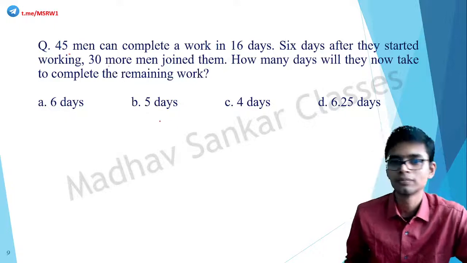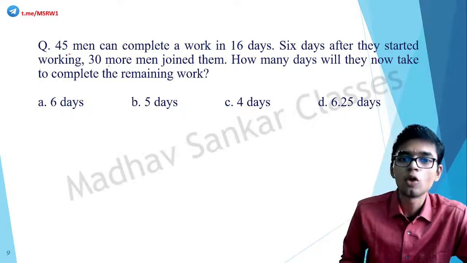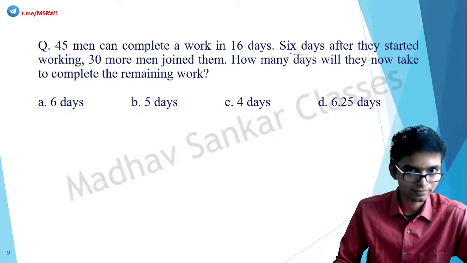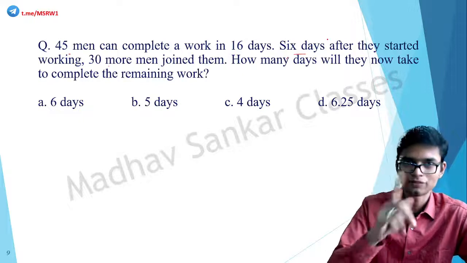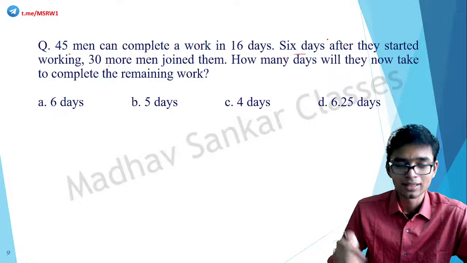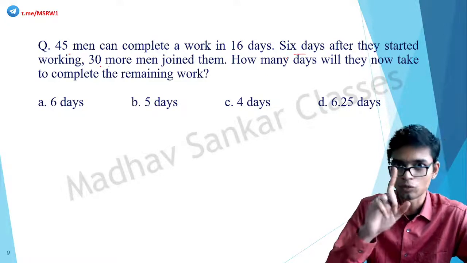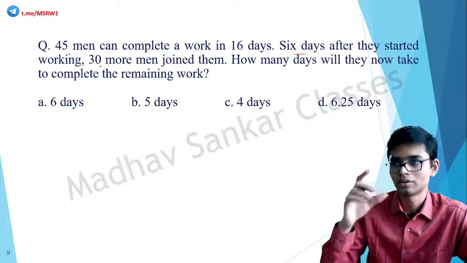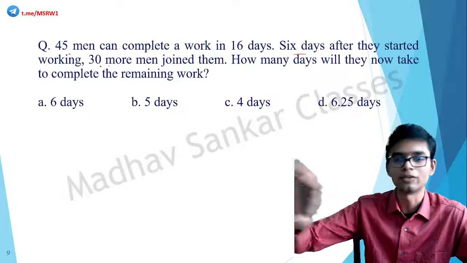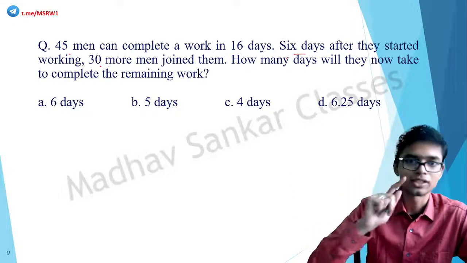How would you find this out? First of all, we have to find how much work is done by 45 men in 6 days. Then subtract that from 1 so that we will get how much work is remaining. Correct? Then we have to find how much work is done by 75 men in 1 day and how much time it takes for 75 men to finish the remaining work. That is the answer. Got it? So let's do it one by one.